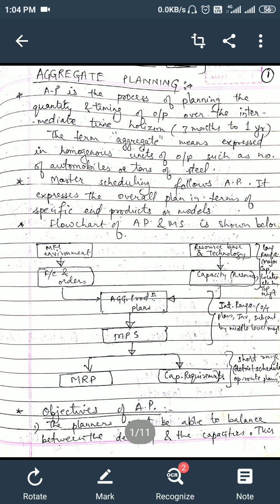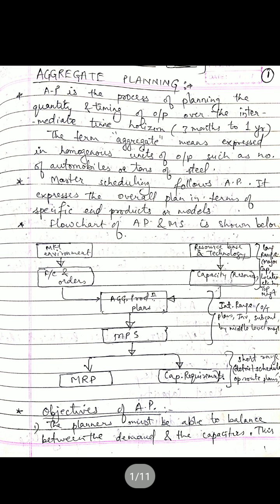So intermediate plan is nothing but a mission. It is a short term mission for 2 years, 1 year, 3 years, etc. So that is why aggregate planning is called an intermediate planning, which is expressed in homogeneous units of output, as I said before. Correct? Once an aggregate plan is ready, it is followed by a master production schedule.